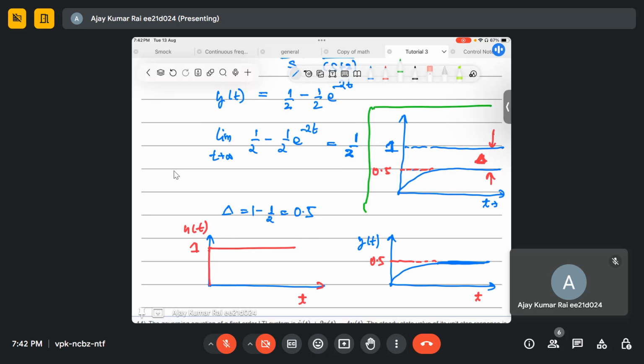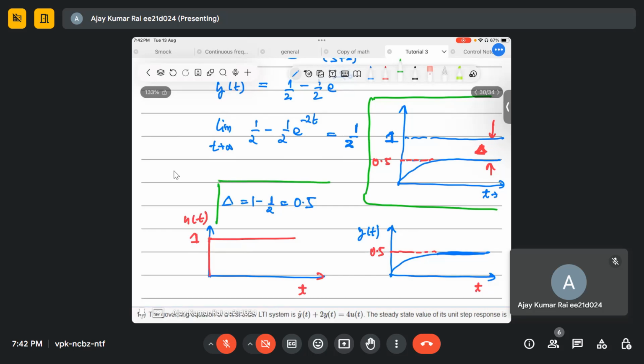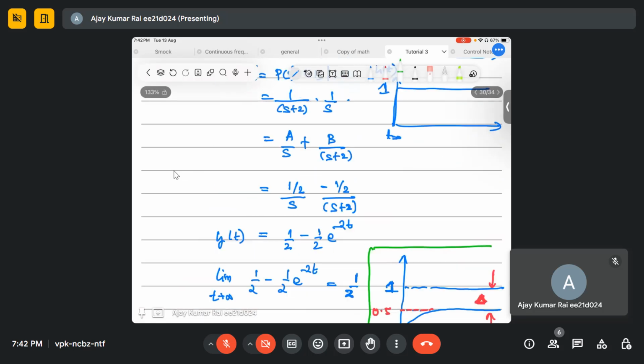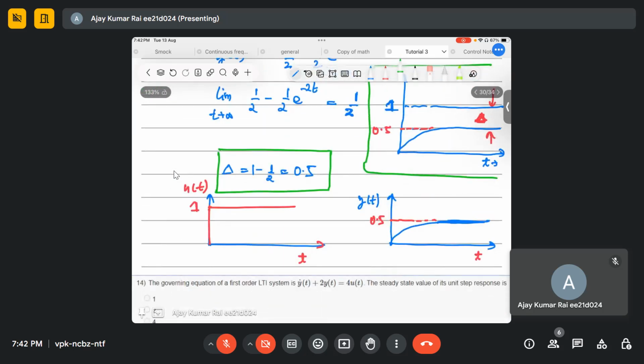And you have to find out the difference, right? So the difference at t equal to infinity is equal to 0.5 here, this delta. The difference between output and input: output is equal to 0.5 and input is 1. So that's why it is minus 0.5. Let me correct here. They are asking output minus input, so output is half minus input, which is minus 0.5.